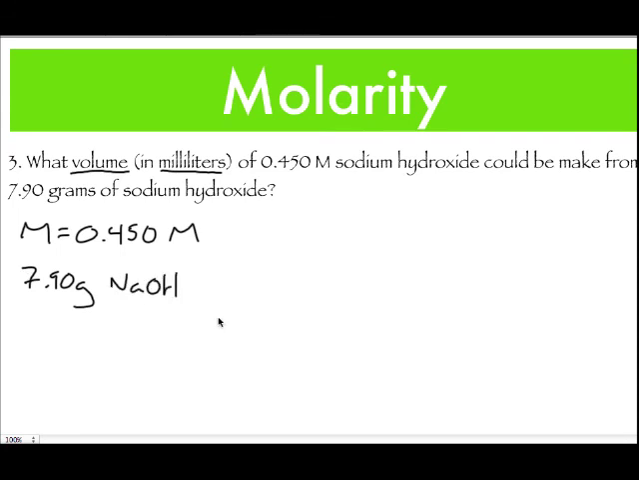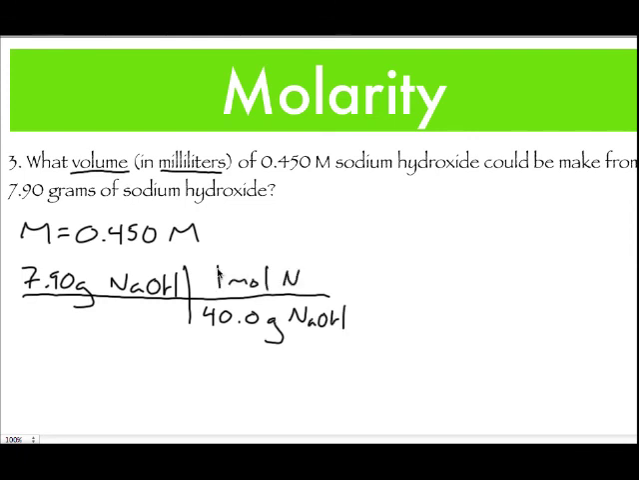All right, so we have a mass of sodium hydroxide, which we can use to figure out the moles of sodium hydroxide, again using the molar mass from the periodic table. 40 grams of NaOH is the same as 1 mole of sodium hydroxide. So I can plug this in and convert those grams and figure out that I have 0.1975 moles of NaOH.